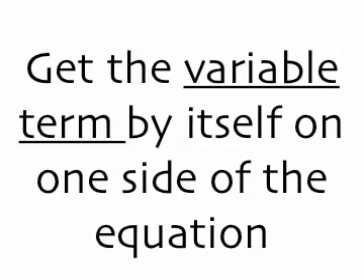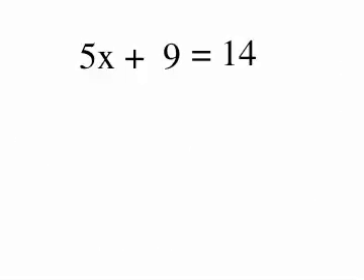The next step is to get the variable term by itself on one side of the equation. We had simplified our equation to look like this: 5x plus 9 equals 14. And I want to get the 5x term all by itself on one side of the equal sign. In order to do that, I'm going to need to subtract 9 from the left-hand side of the equation so that all that's left on the left-hand side is 5x.